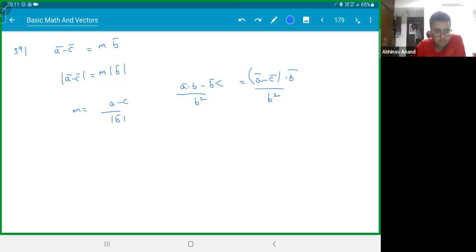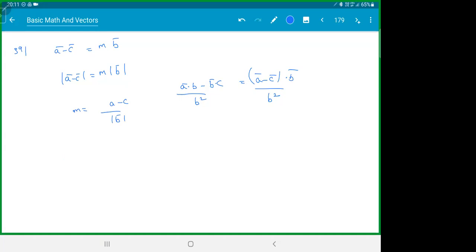Yes, here see, A minus C bar is a vector parallel to B bar. So this will be mod A minus C times mod B, cos 0, by B square. One B will cancel, and you get the same answer. Understood how we did this?